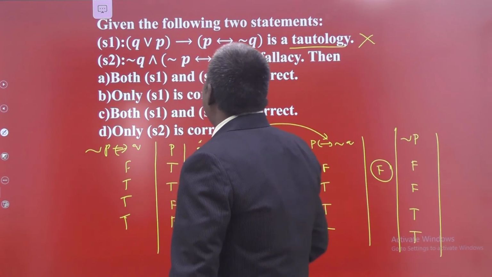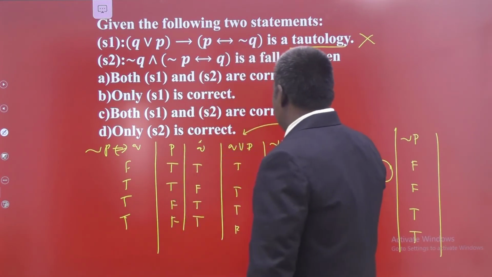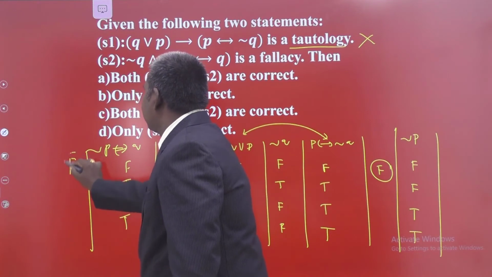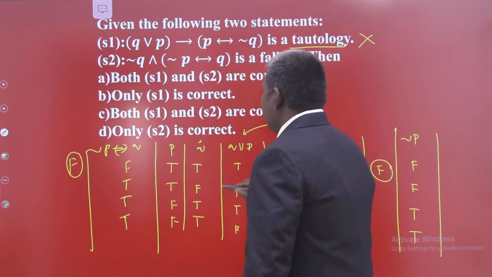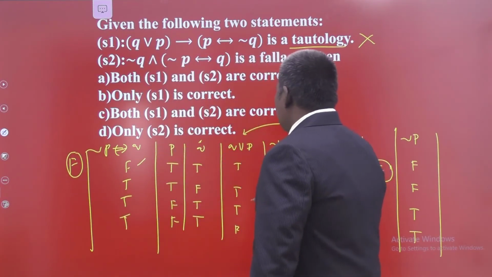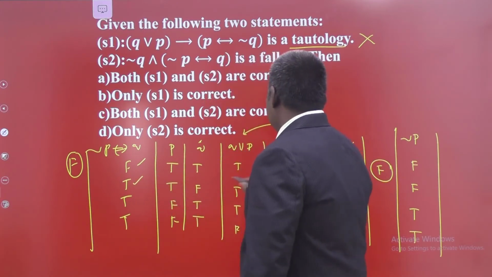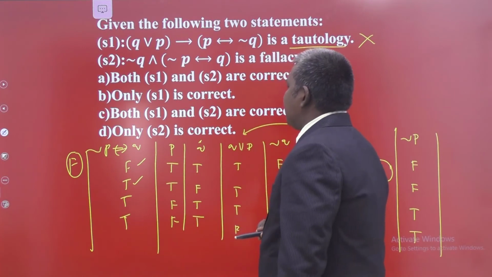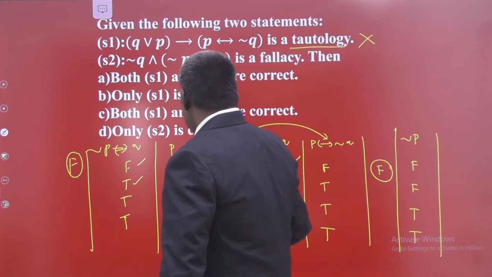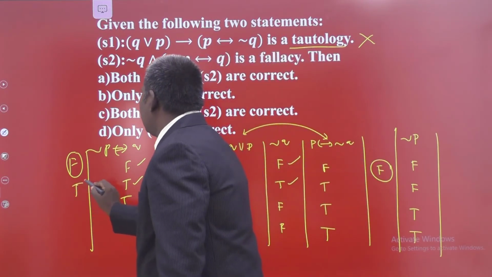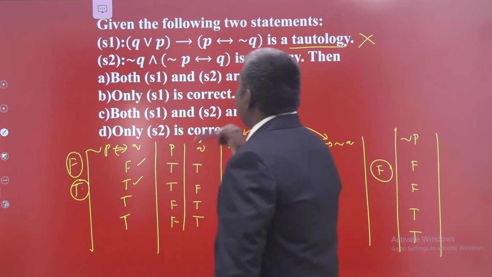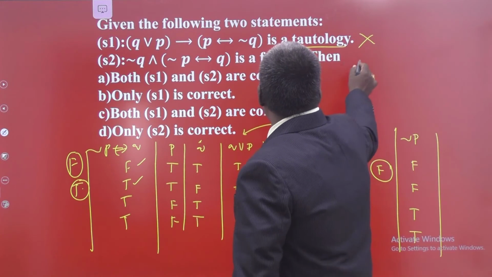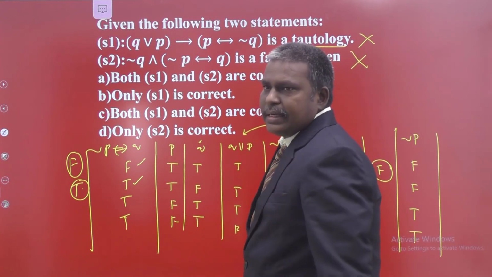Negation of Q and negation of Q is here: false and false. Here you have false. This is false. False and false. True and true. This you are going to take as negation of Q and negation of P implies Q. So, true and true is what? True. We got true here. So, it is not always false. Therefore, the second statement is also incorrect.